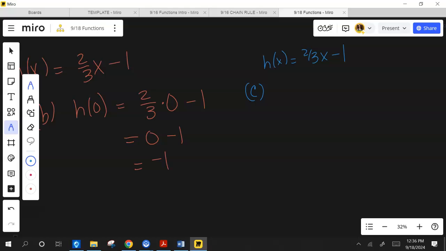All right, C says h of 9. H of 9. Oh my goodness. Okay. Come on, Max. Come on. 2/3 times what? 9. Minus 1. Take out your calculator. Everybody, right now, make sure you can do a fraction in your calculator. Do 2/3 times 9 and tell me what you get. 2/3 times 9. Mark, set, go.